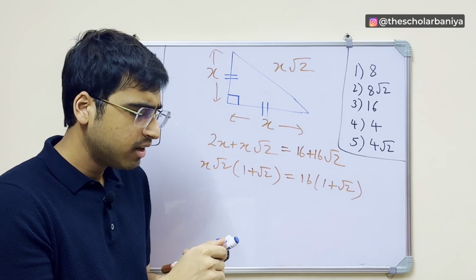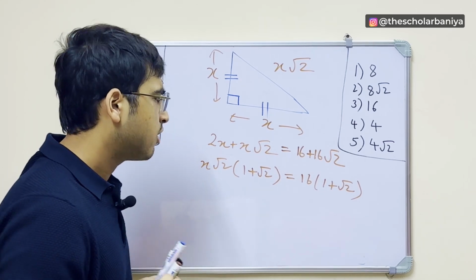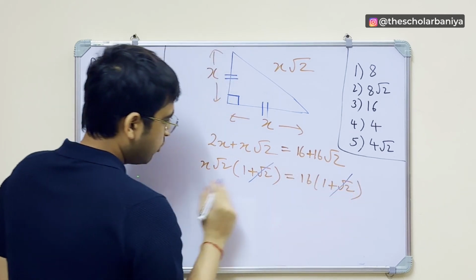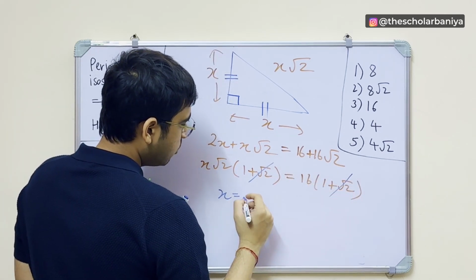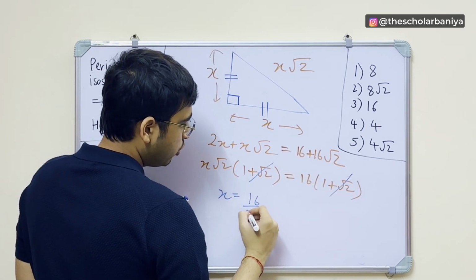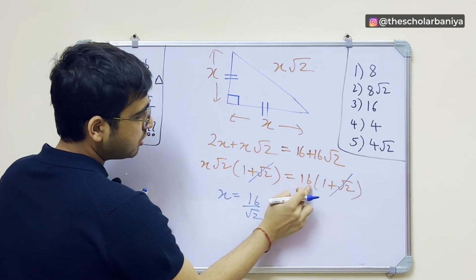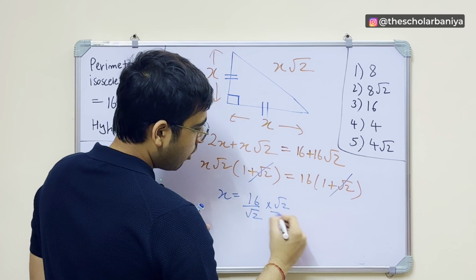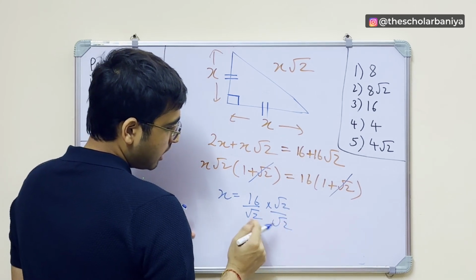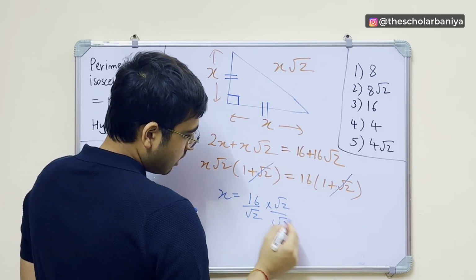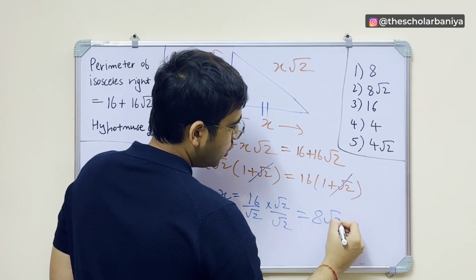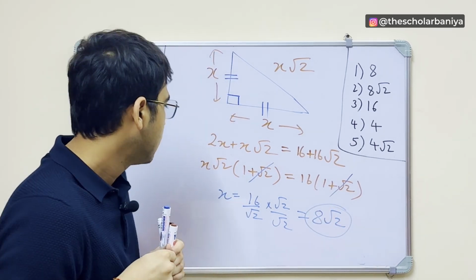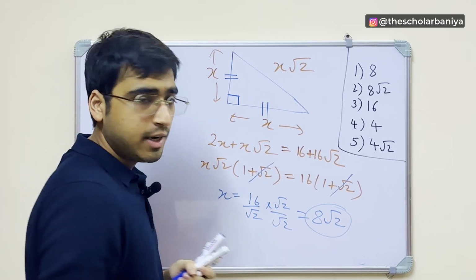It's just about solving whatever way you want to solve it. So if this gets cancelled, what we are left with is x is equal to 16 upon root 2, right? x is equal to 16 upon root 2. So if you multiply root 2 on both sides, root 2 upon root 2, so this becomes 2, right? So this becomes 8 root 2. I hope this makes sense, right? So x comes out to be 8 root 2.